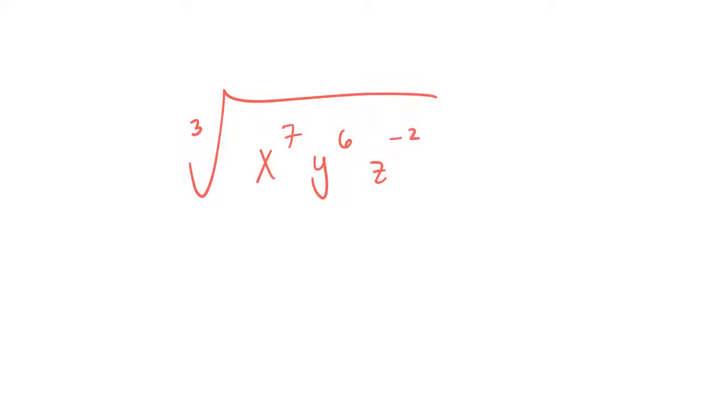So something like this. Let's try this. Let's try third root of x to the 7th, y to the 6th, z to the negative 2. Something like that? Okay. And let's say the problem says simplify as much as possible. Okay, simplify as much as possible.